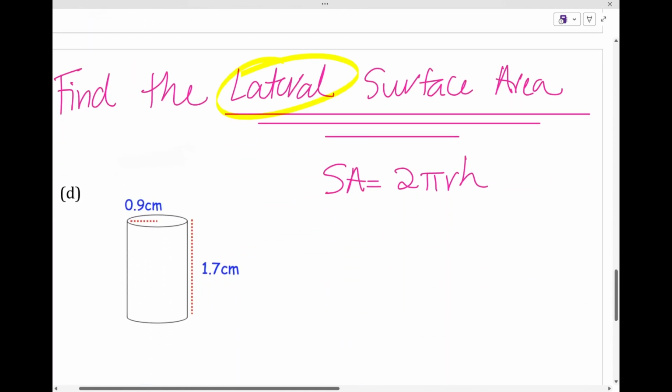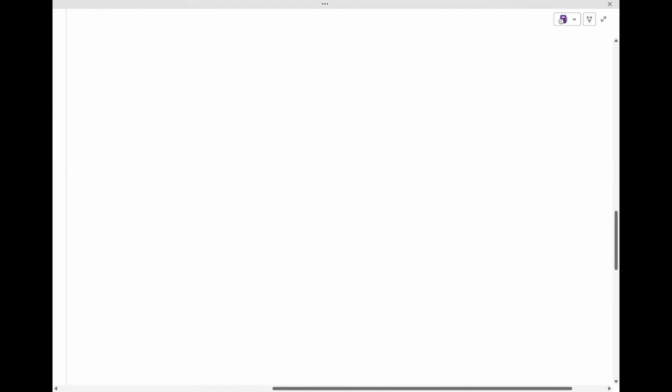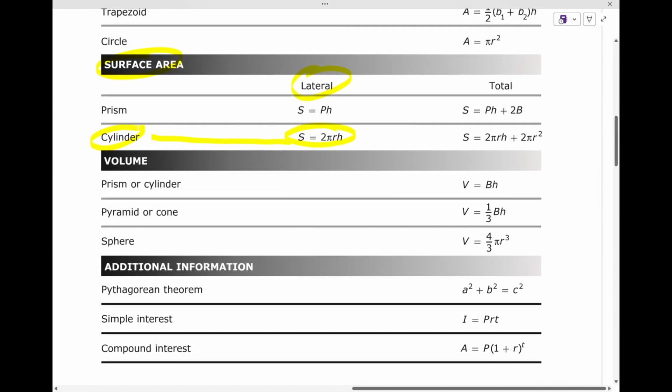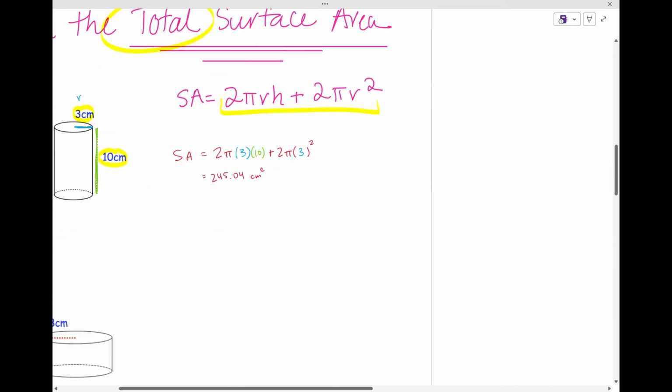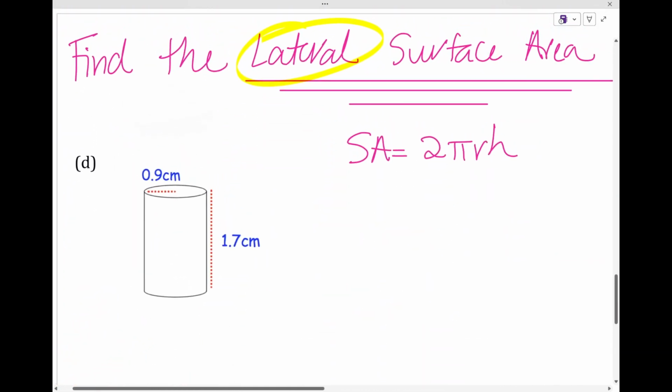Same thing, just find our formula, 2 pi rh, but let me show you where it is on the chart. Lateral surface area for a cylinder, S equals 2 pi rh. So here I just need to do, remember SA just stands for surface area. You could use S or you could use SA, either one is fine. 2 times pi times r times h. Remember r is your radius.